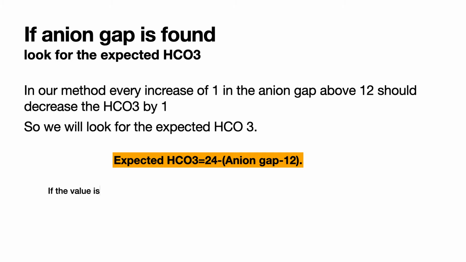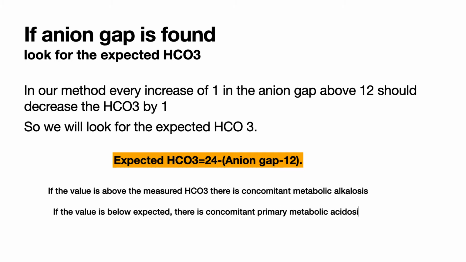And then if the value of the bicarb is above what you expected, then it's alkalosis. High bicarb is alkalosis. And if the value that you are getting is less than what you expected, then there is primary metabolic acidosis, and this is how you find out that the patient has mixed disorders. So, such a relief, right? Excellent. You have done a great job so far.